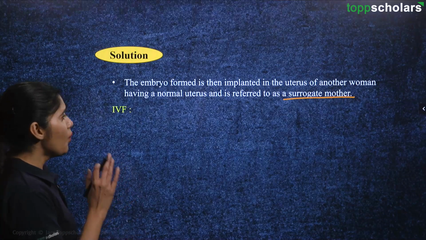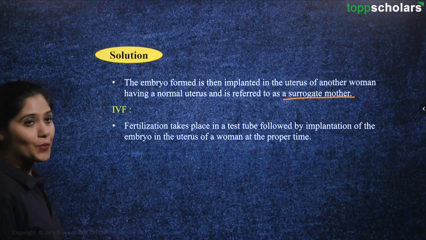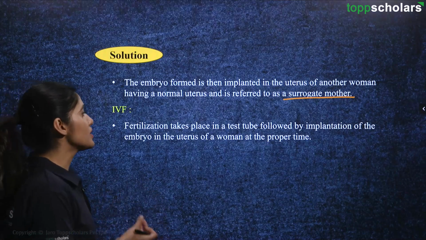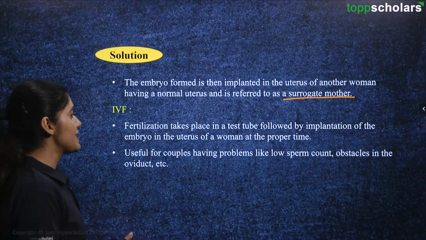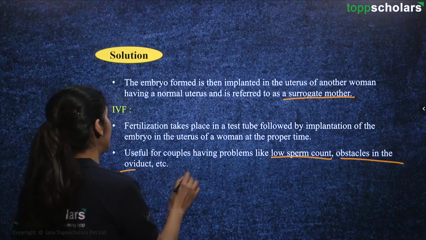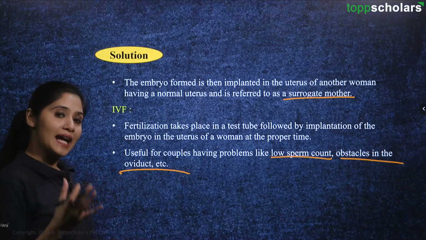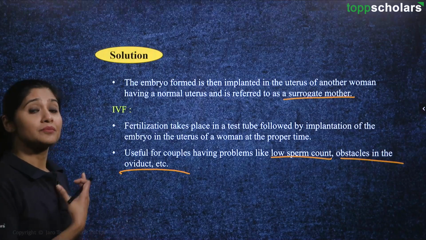Now, what is IVF? Fertilization takes place in a test tube followed by implantation of the embryo in the uterus of a woman at the proper time. It is useful for couples having problems like low sperm count, obstacles in the oviduct, etc. So these are all different types of artificial techniques for reproduction.